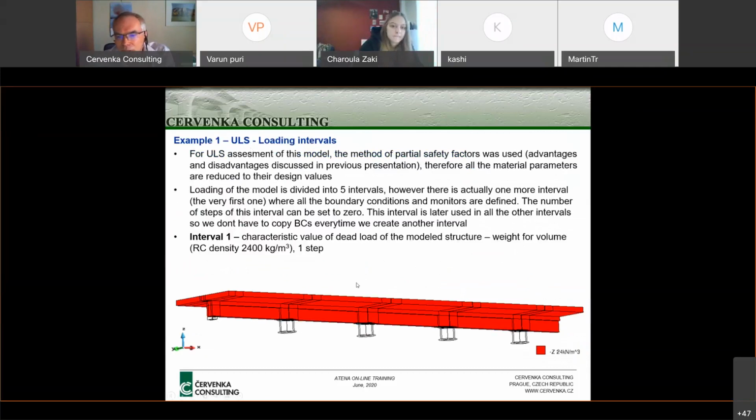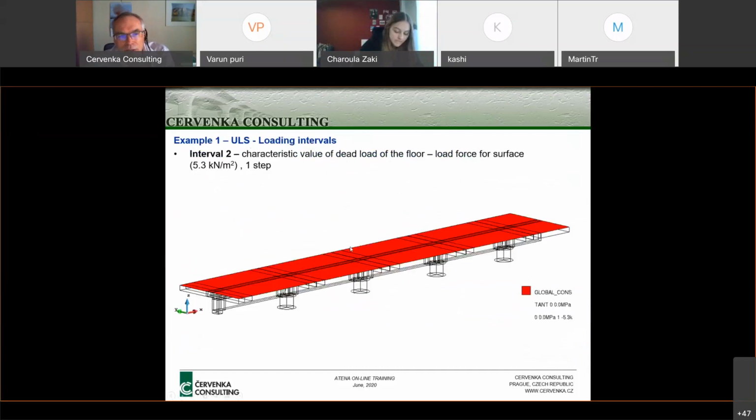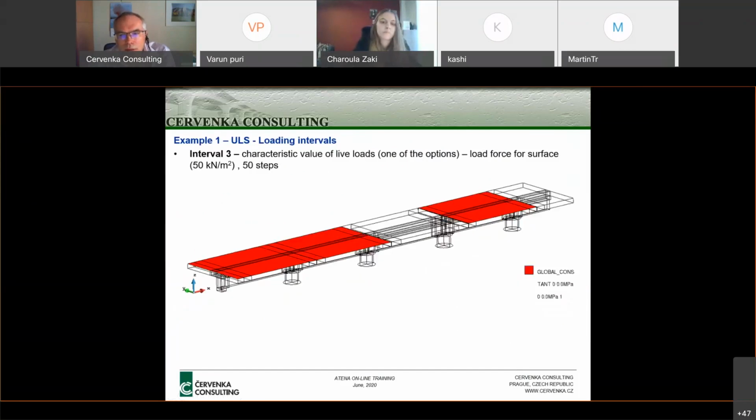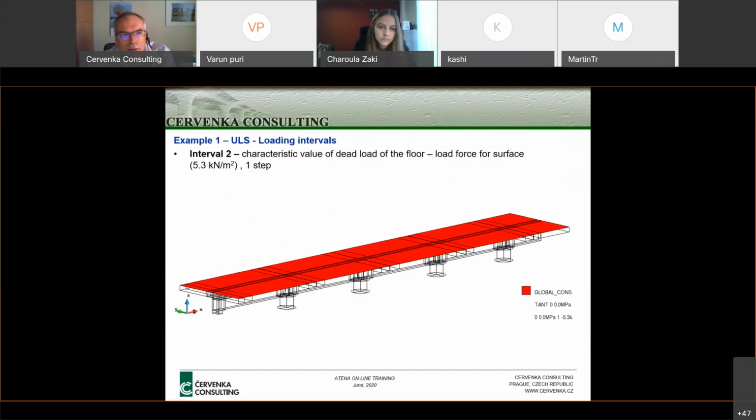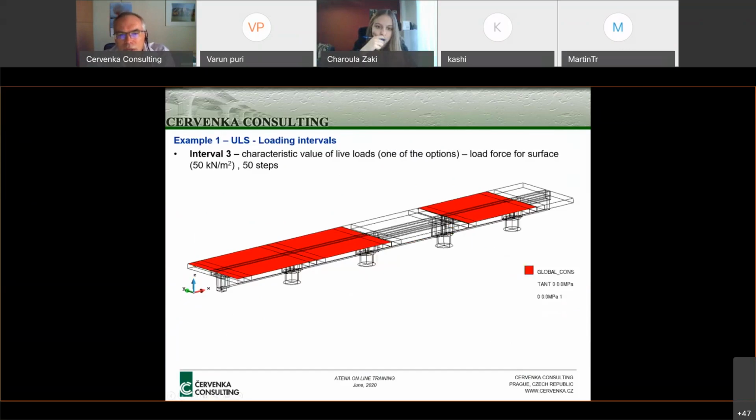interval representing the dead load, which is quite clear. One interval representing live load. Then one interval representing, I'm sorry, the second interval was representing the permanent load, the structure of the floor. And then we have the live load.